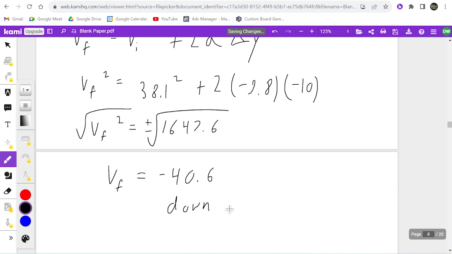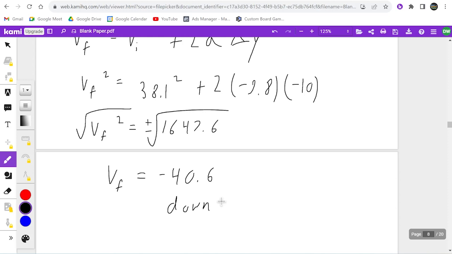Now again, as long as you remember it's going down, I don't care if you say the positive or negative or whatever. But just recognize that the ball's definitely going down. And there's our final answer, 40.6. And someone tell me why this is not the final answer. I bet you're thinking, shoot, I thought that was the final answer.